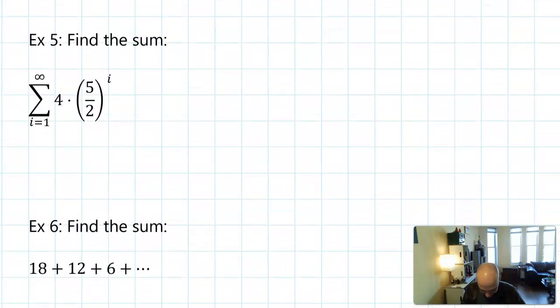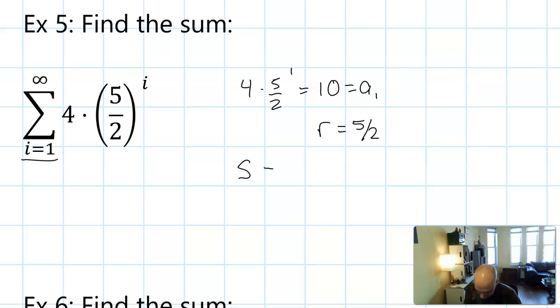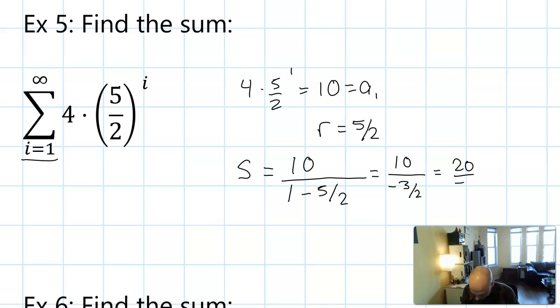All right, here's another one. Infinite sum. We have i equals 1 here, so I'm always checking that index. So the first term is 4 times 5/2 to the 1. Well, that's 20 over 2, so that's just 10. So that's the first term. The ratio is 5 over 2. So the sum should be a1 over 1 minus r, 10 over 1 minus 5/2. So that should be 10 over negative 3/2, so that's 20 over negative 3, or negative 20/3. And that should be the sum.